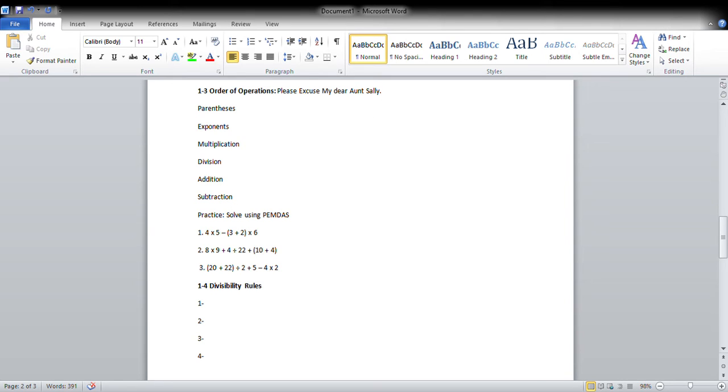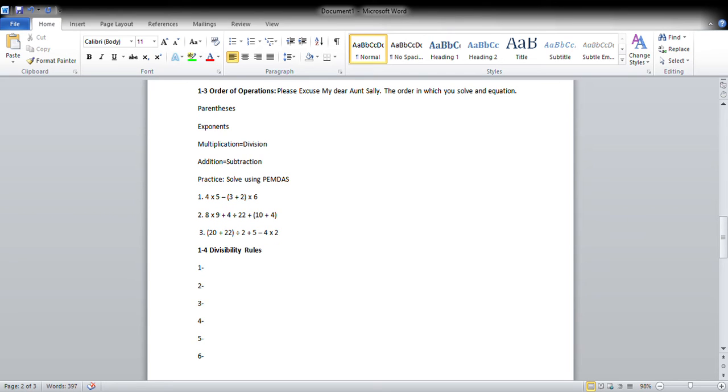Order of operations is the order in which you solve an equation. First, if you see a problem, I'll do the first practice problem with you. If you see this problem, your first instinct would be to solve what's on the left side, but that is wrong because first on the list is parentheses. And by the way, multiplication and division are equal too, so I'm going to make it easier and put them on the same line. You just do whichever is on the leftmost side. Same thing for addition and subtraction.